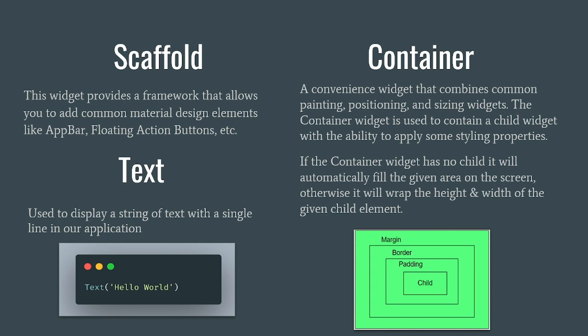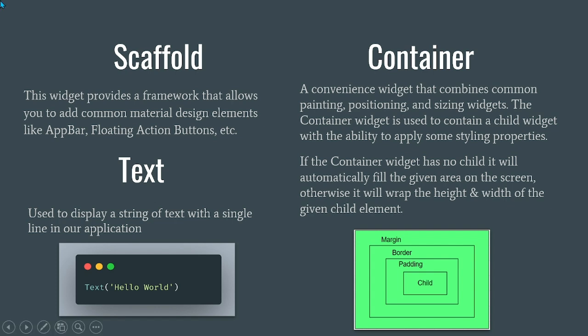So when there's a child present in a container widget, the container will automatically expand and fill the required space to add the child present in it. And if there is no child inside a container, then it occupies the remaining space on the screen.